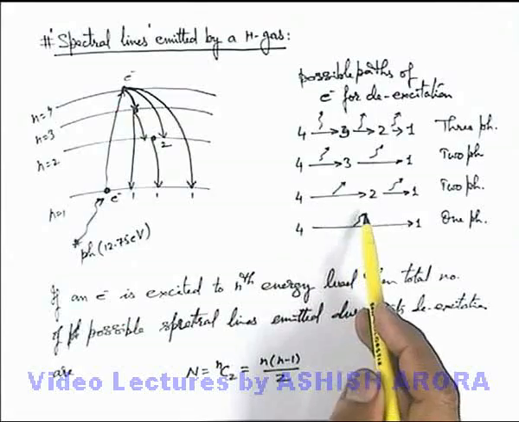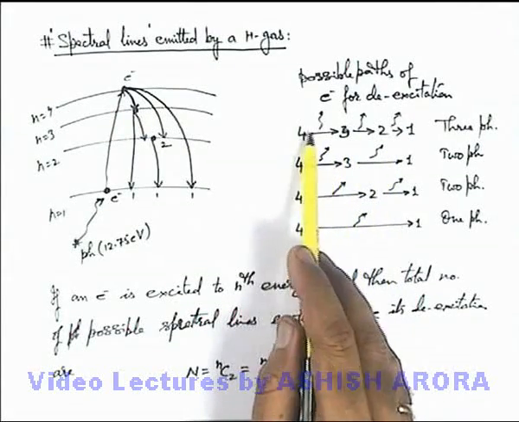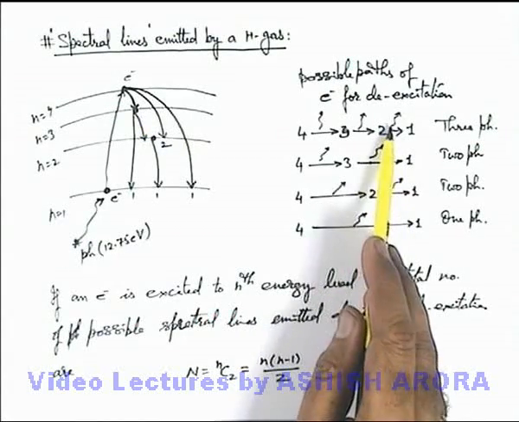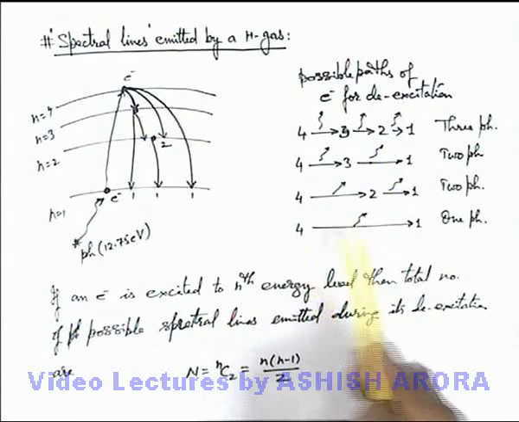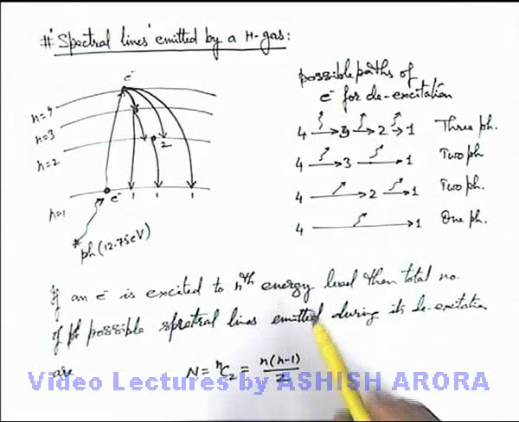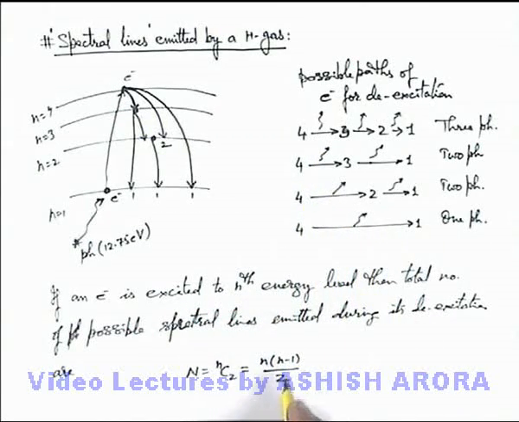In this situation also you can see 1, 2, 3, and this we already counted, so this will be the fourth one. This 2 to 1 we already counted, this will be the fifth one, and this is the sixth photon which will be emitted. So as if there are several atoms, in any atom any path can be followed. So the total number of spectral lines or types of photons which are emitted can be taken as n multiplied by n minus 1 by 2.